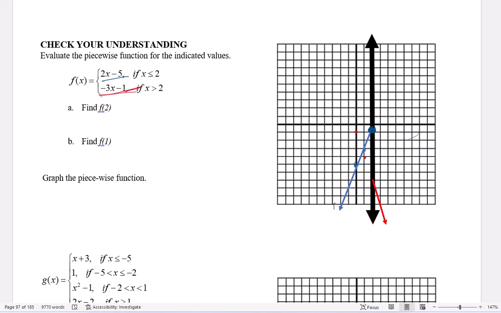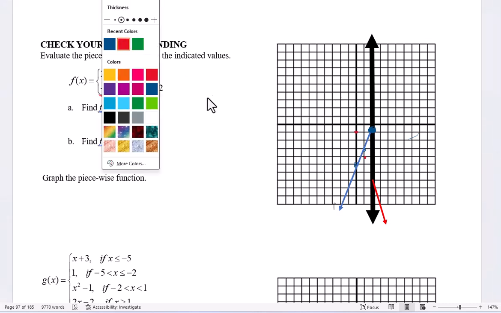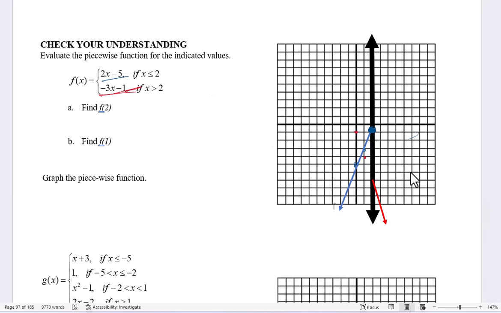So here's what I have with both of the lines cut off at the appropriate boundaries. The one thing I want to point out is that it says this is less than or equal to 2, so this is why I have a solid dot here. And then on the red line, it says greater than 2. I think I said greater than or equal. The blue is less than or equal to, and the other one is just greater than 2, so it's going to have an open dot. So this is how we're going to graph it.